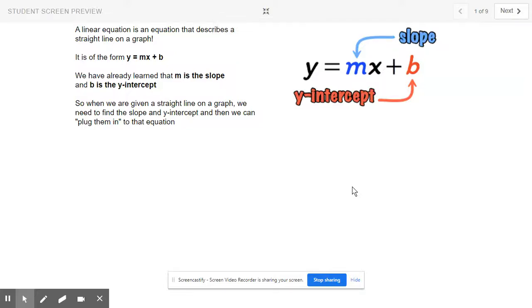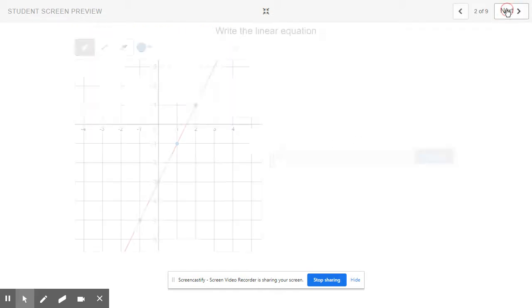Hey guys, this video will go over how to write a linear equation from a graph. So this very first slide just goes over what is a linear equation. It's just an equation that will describe a straight line on a graph. You will see that it's always of the format y equals mx plus b. We have already learned how to find the slope, which is m, and the y-intercept, which is b. So all we have to do is find those two things and then plug it into this equation.